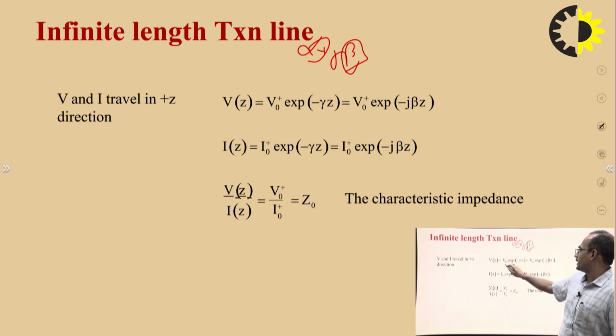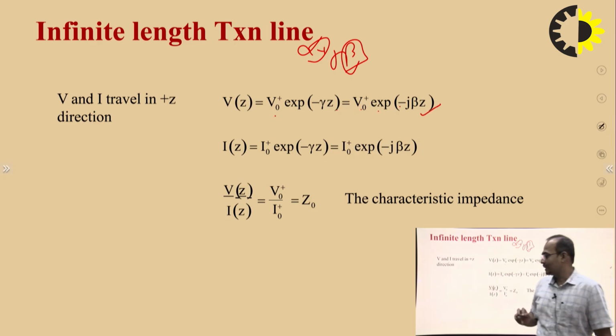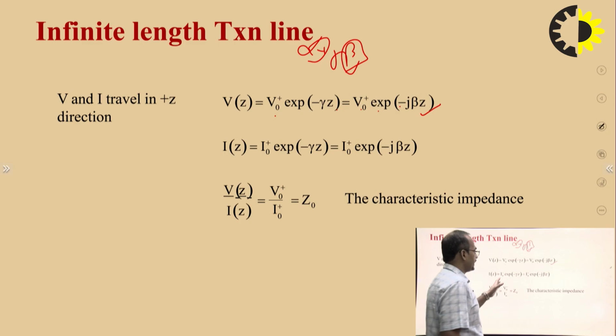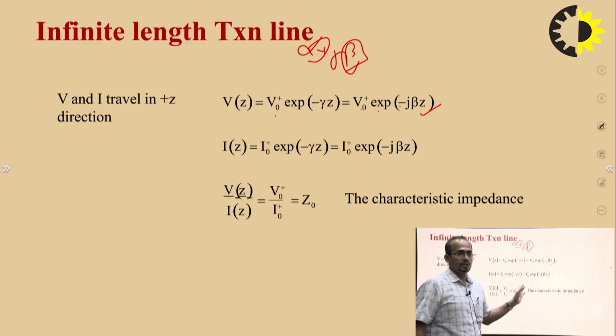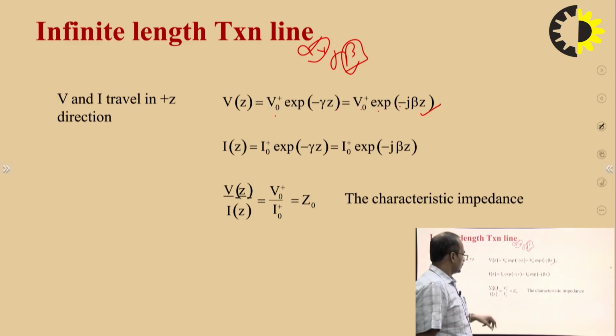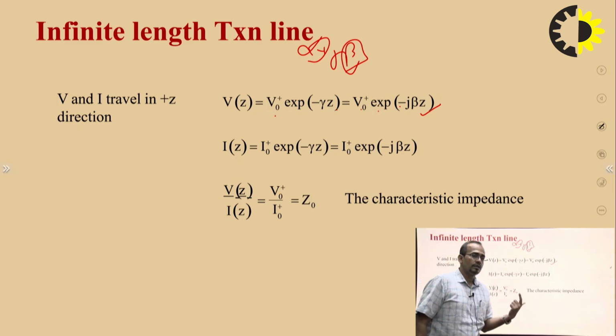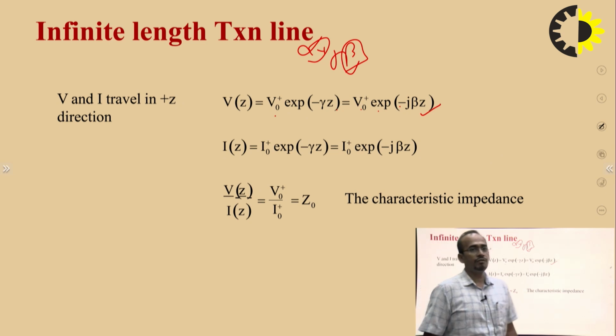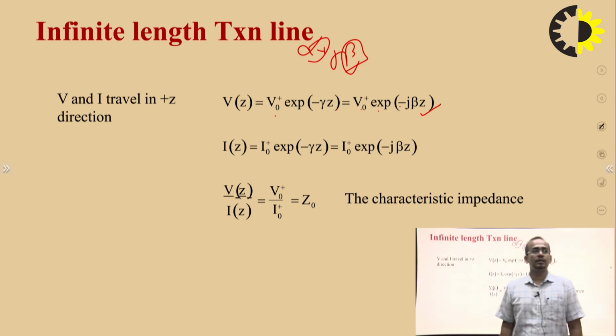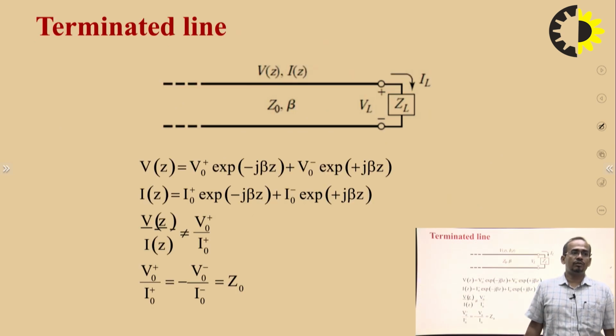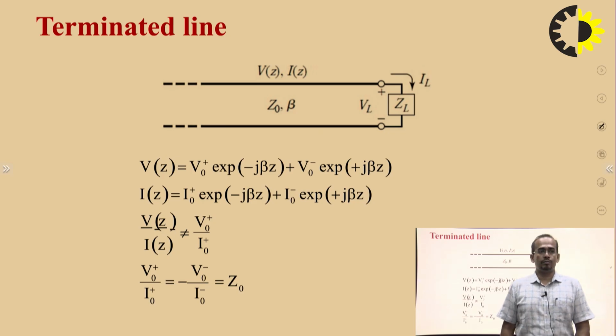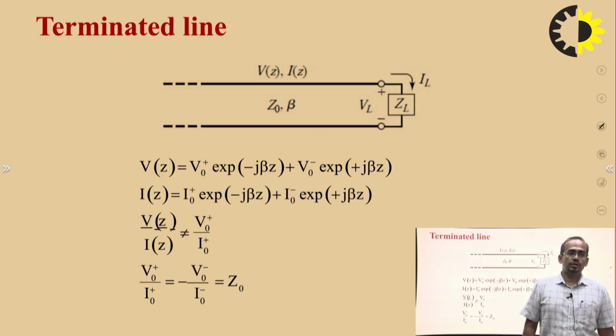So I will get e^(-γz) = V0+ e^(-jβz). Iz = I0+ e^(-γz) = I0+ e^(-jβz). Z0 is equal to voltage upon current, so V0+ upon I0+. Similarly, for the infinite length you can find the value of V0- upon I0- using the same equation. So this is nothing but the characteristic impedance.